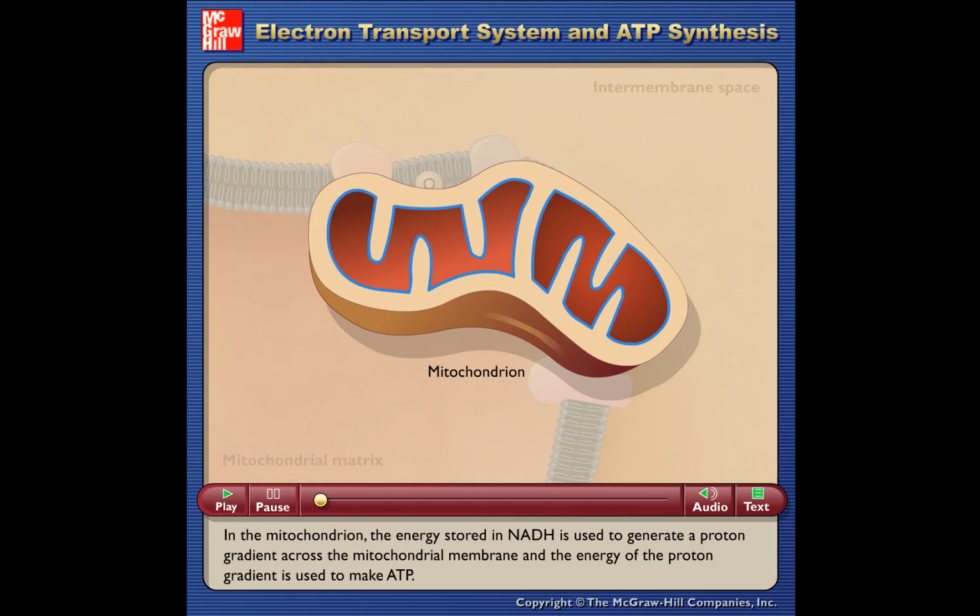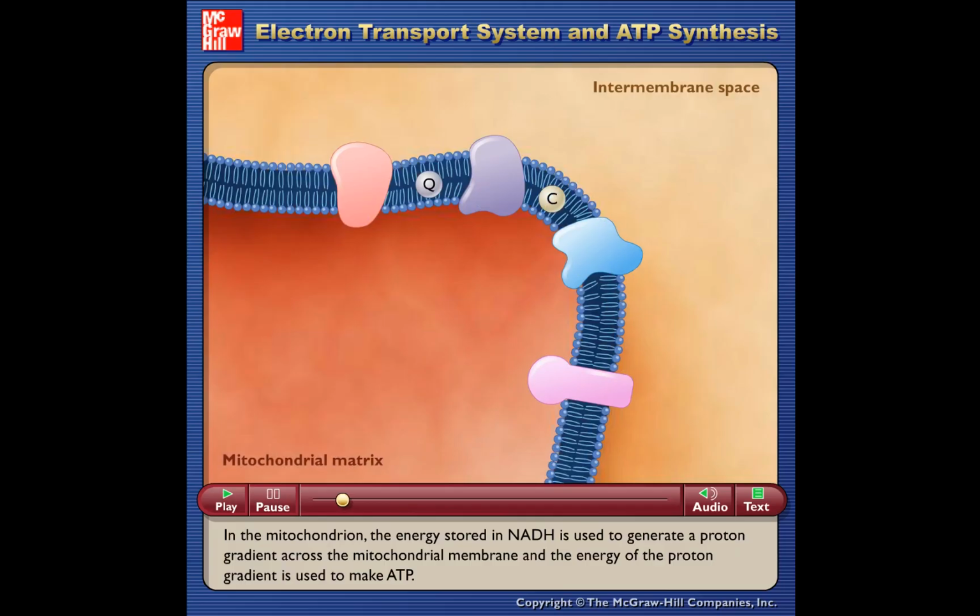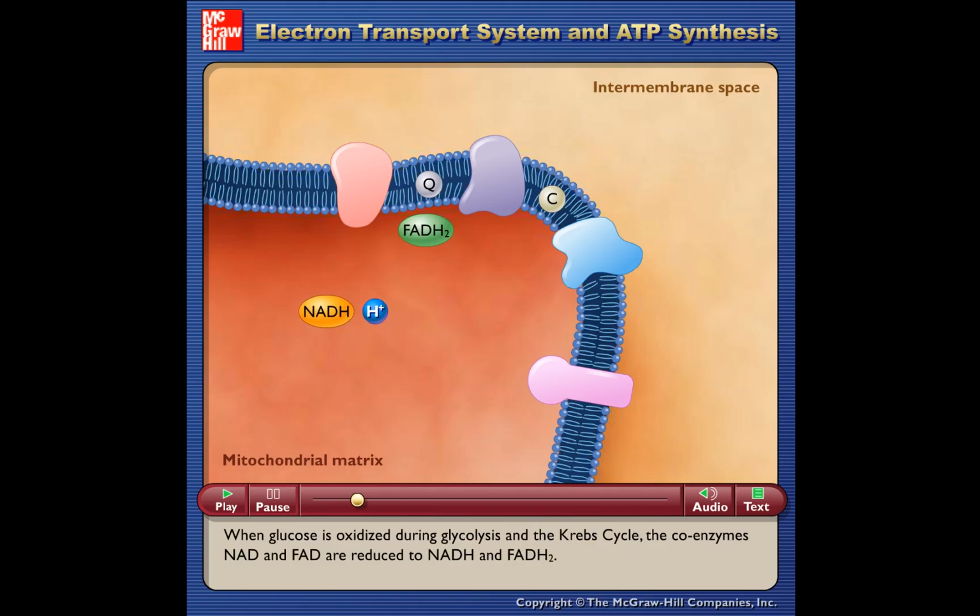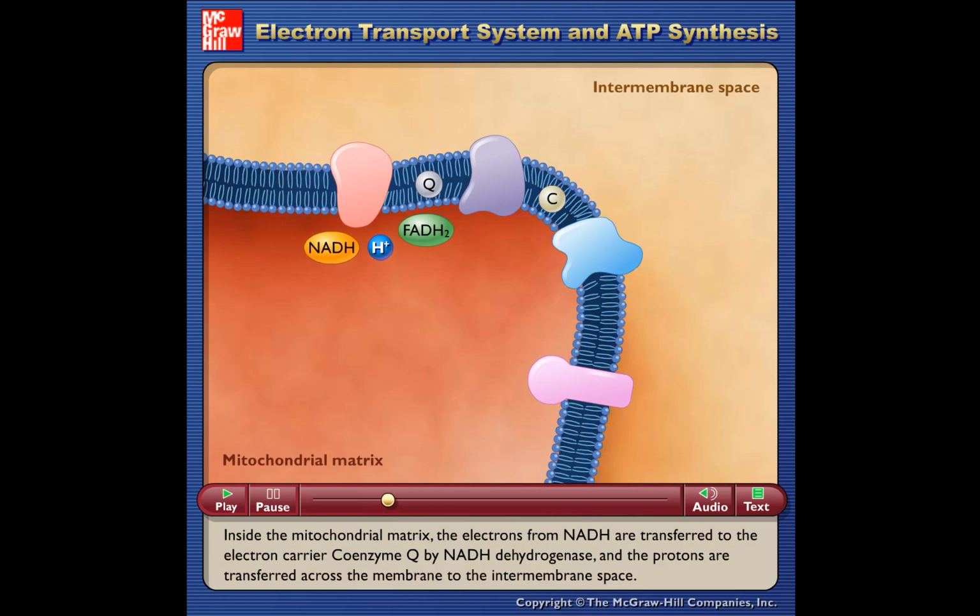The energy stored in NADH is used to generate a proton gradient across the mitochondrial membrane, and the energy of the proton gradient is used to make ATP. When glucose is oxidized during glycolysis and the Krebs cycle, the coenzymes NAD and FAD are reduced to NADH and FADH2. Inside the mitochondrial matrix, the electrons from NADH are transferred to the electron carrier coenzyme Q by NADH dehydrogenase, and the protons are transferred across the membrane to the intermembrane space.